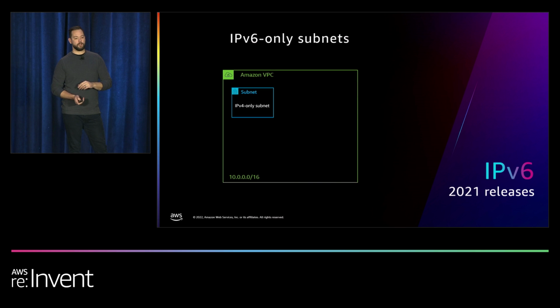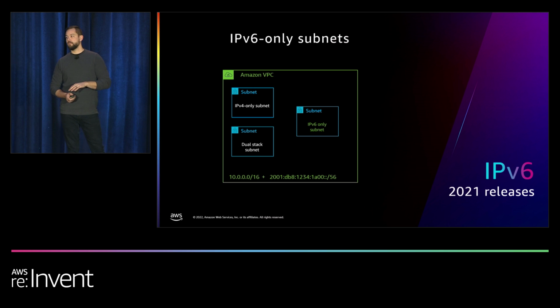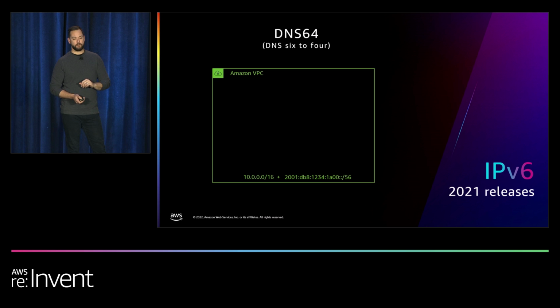So in 2021, we released IPv6 only subnets. And so what that means is you don't burn a v4 address when you deploy a v6 subnet now. So you can deploy just a v6 subnet, which is pretty awesome.